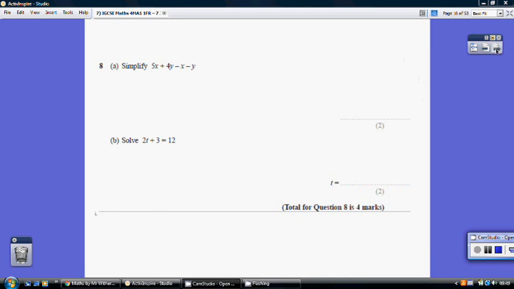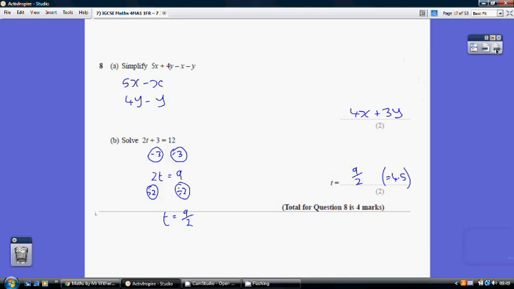Question 8, part A. So to simplify this, we have to gather up our like terms. Now be careful, it's 5x take away x. So 5x take away x is 4x. And similarly, it's 4y take away y, which is 3y.